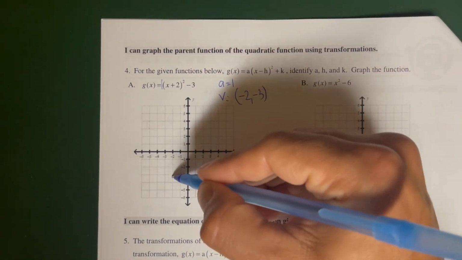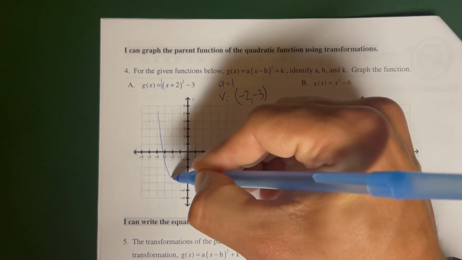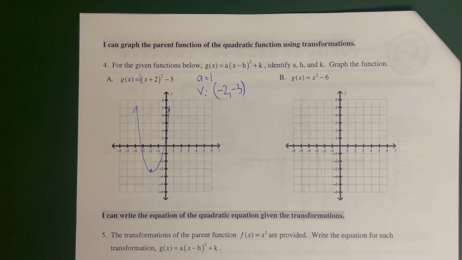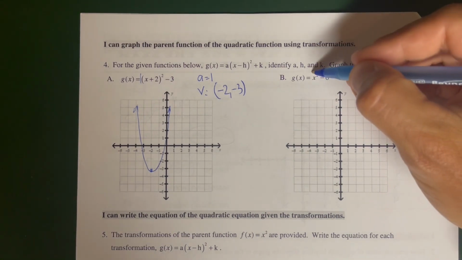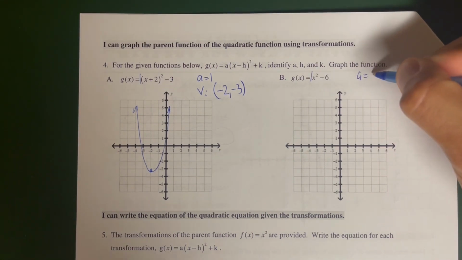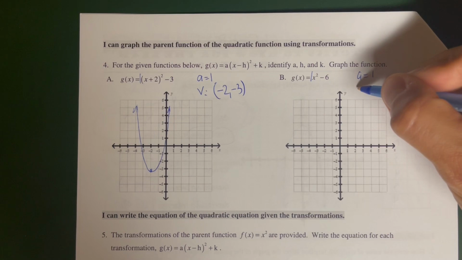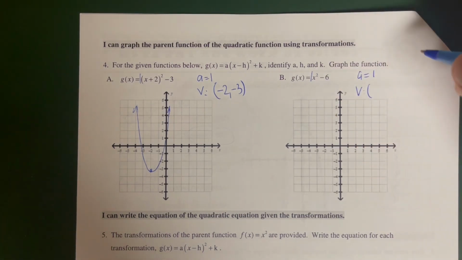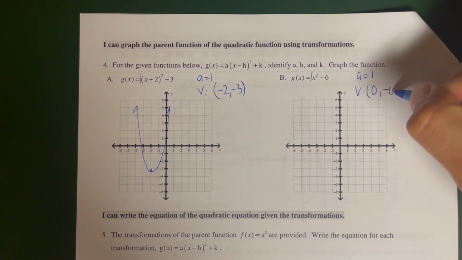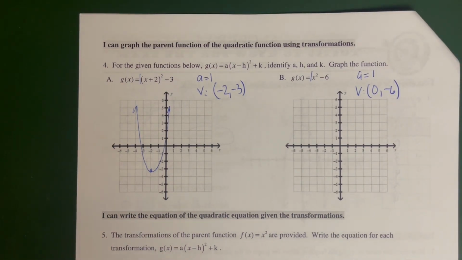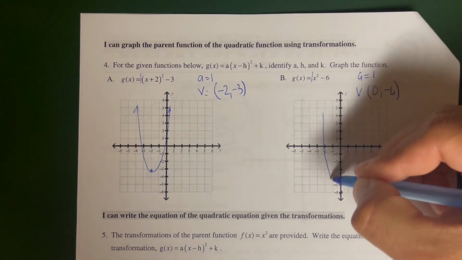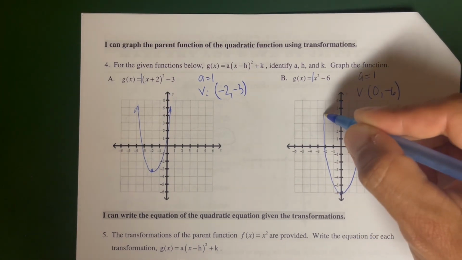Left 2, down 3 is here. My a value says it's upwards, and so I'm going to graph an upwards parabola just like that. Okay, same thing here. We have a 1 out in the front, and so that's going to be 1. And my vertex is found at h. Now notice there's nothing being added or subtracted to the x in there. So it's going to be 0, and the k value is going to be negative 6. So I'm going to go down 6, put a point. I'm going to graph a nice parabola that's upwards because my a value, again, is equal to 1.